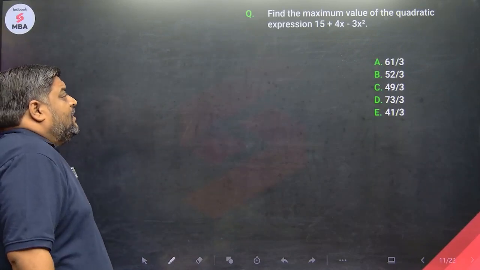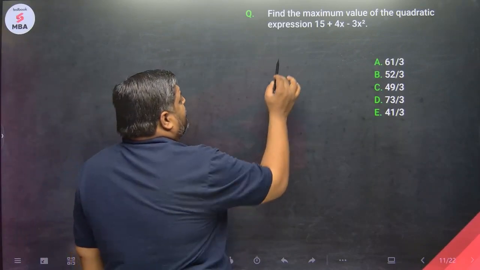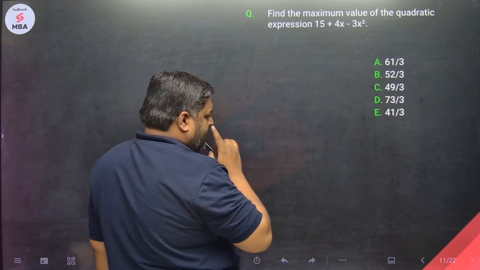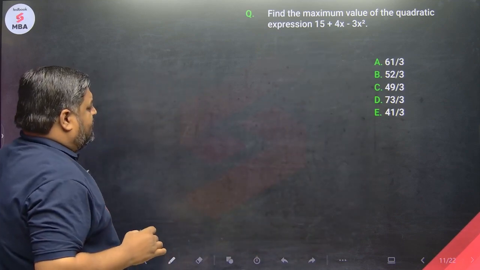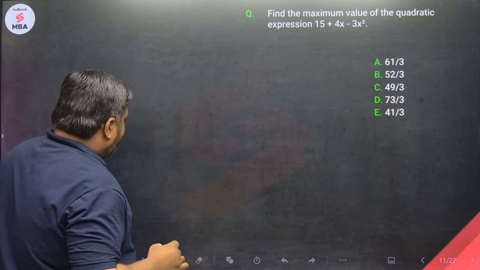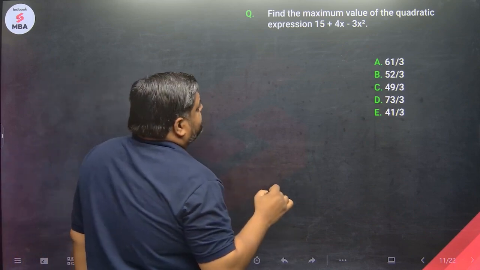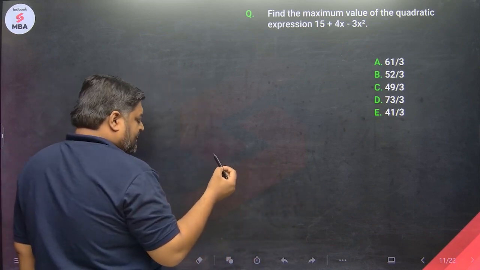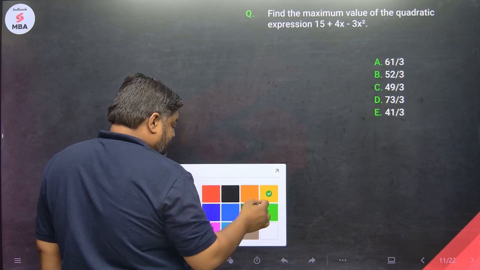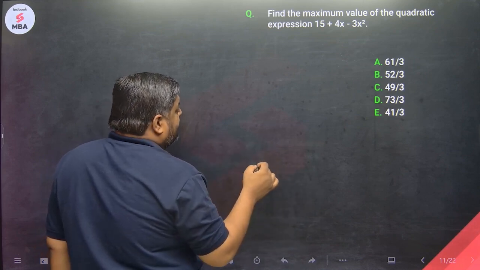Okay, you need to find the maximum value of the quadratic expression. Very well said. Look, let me draw the entire table for you. It won't take much time.